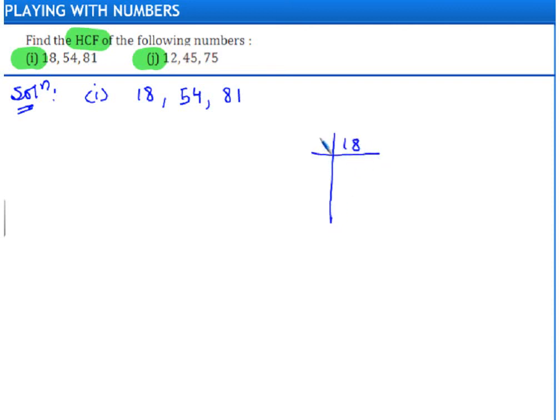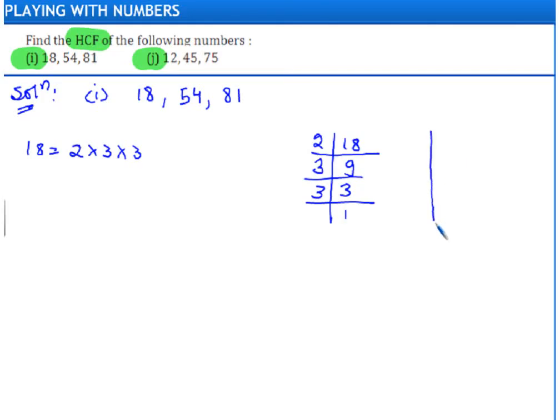Now the smallest prime number which divides 18 is 2, so 2 9s are 18. The smallest prime number which divides 9 is 3, so 3 3s are 9. And the smallest prime number which divides 3 is 3, so 3 1s are 3. Thus 18 can be written as 2 multiplied by 3 multiplied by 3.